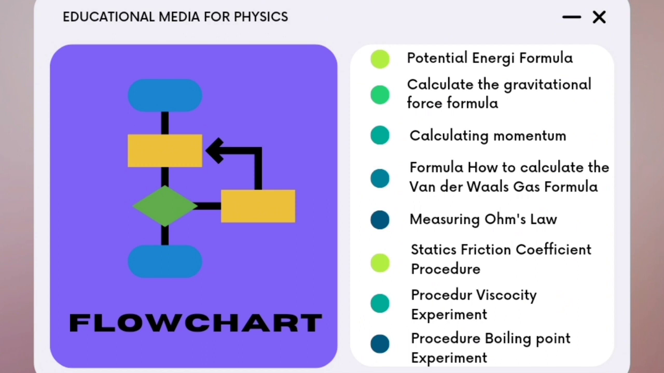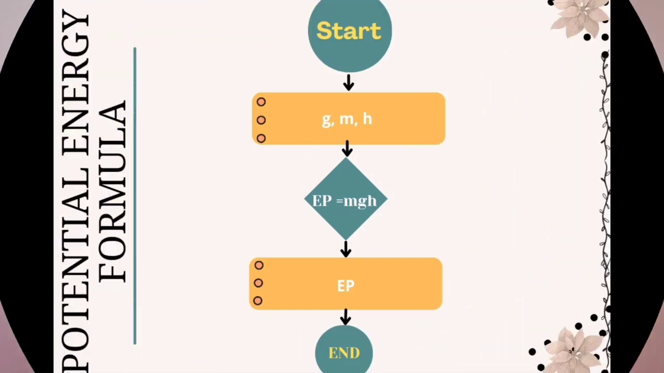I'm here to explain physics formulas and procedures for using flowcharts. Besides, there is already a list of things that will be discussed. The first one, potential energy formula. The second, calculate the gravitational force formula, calculating momentum, and formula how to calculate the van der Waals gas formula. Next, measuring Ohm's law, and next, static friction coefficient procedure, viscosity experiment procedure, and the last, boiling point procedure.